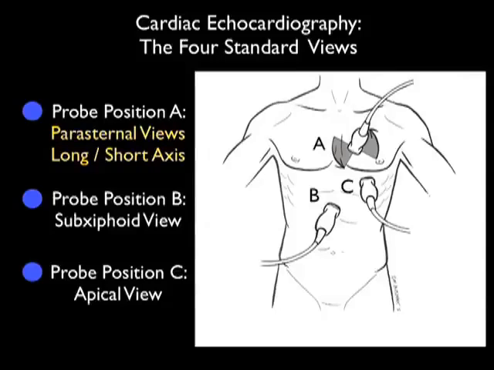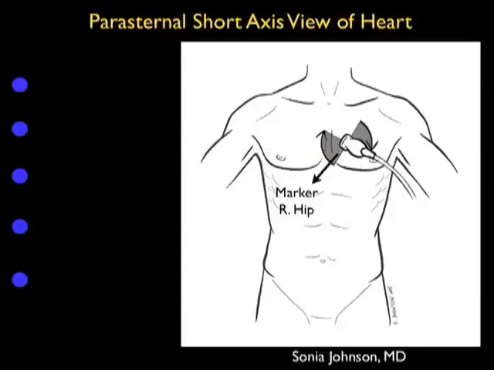Now, the parasternal short axis view of the heart can be very helpful in emergency care as it gives a great deal of information about the contractility of our patient's heart. So let's look now further into how to perform this examination.